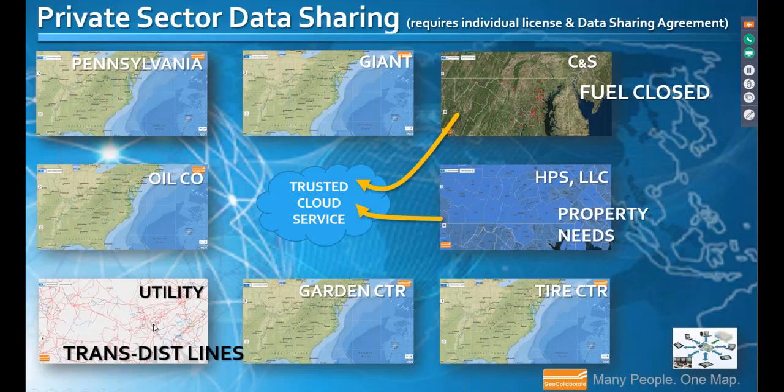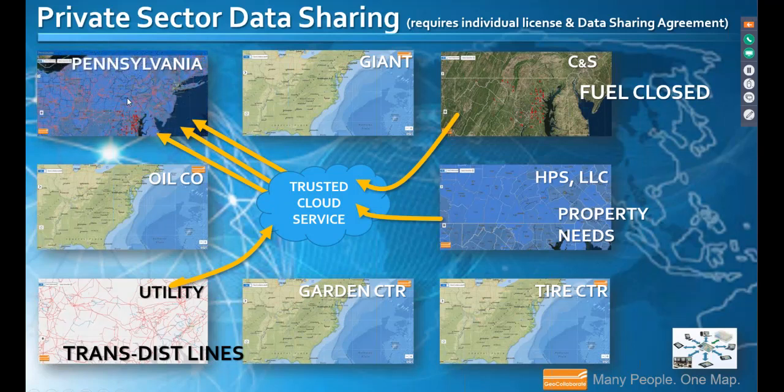And then a utility might have transmission and distribution lines that they have updated or whatever that they want to add into the trusted cloud service. And then Pennsylvania could connect to each one of them individually and pull their data right into Pennsylvania's instance. So that brings three disparate types of data together into one mapping environment, so you can get a collaborative common operating picture and a look at this information.